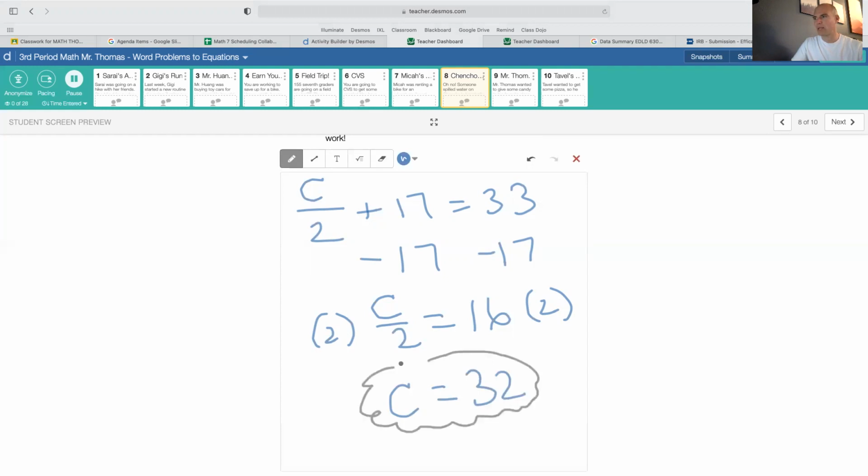So what does that mean? It means Chencho started with 32 cards. Boom. Done. Let's move on to the next one.